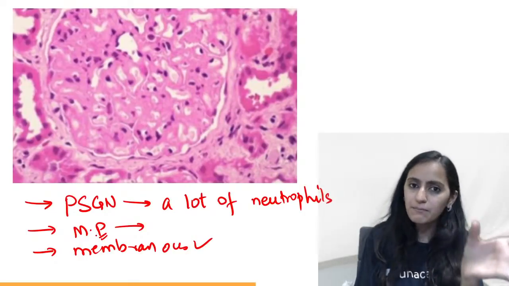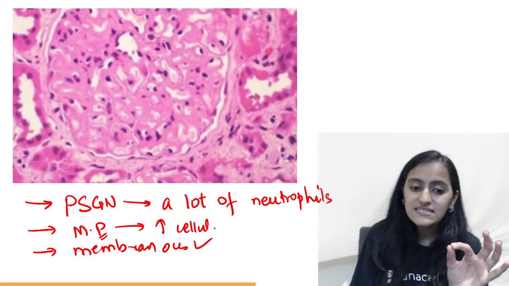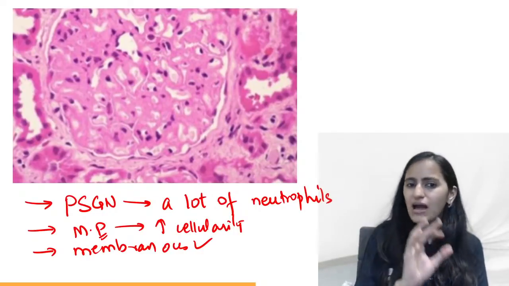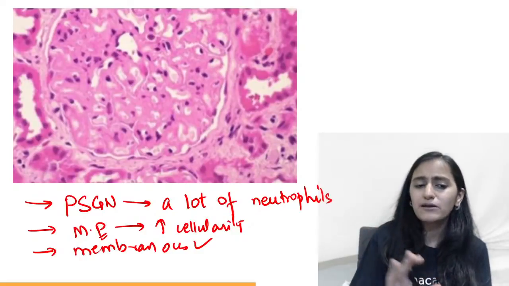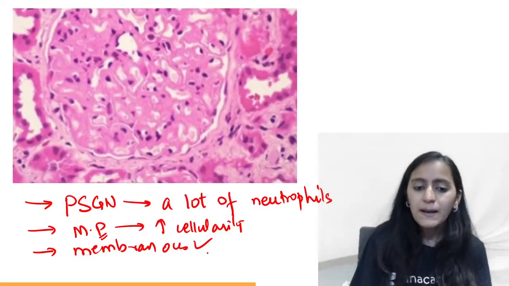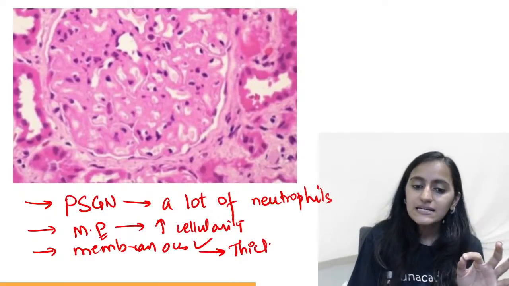Membranoproliferative. It is membrano and proliferative. So you will see again increased cellularity, increased lobules in the glomerulus. Okay, sometimes you may see tram-track appearance on electron microscopy. In light microscopy the lobulations will increase and your cellularity will also be more.